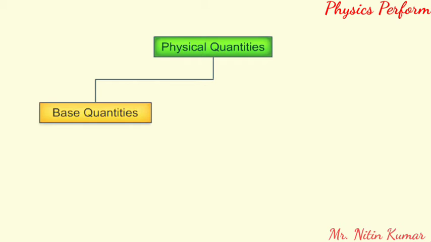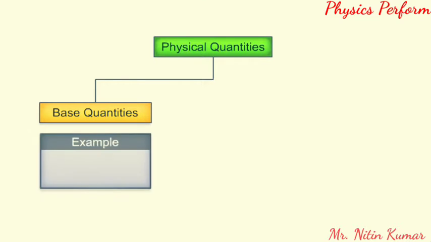Physical quantities are expressed in terms of some base quantities. These base quantities are referred to as fundamental quantities. For example, distance, which is a measure of length, is a fundamental quantity. It's the same with time.